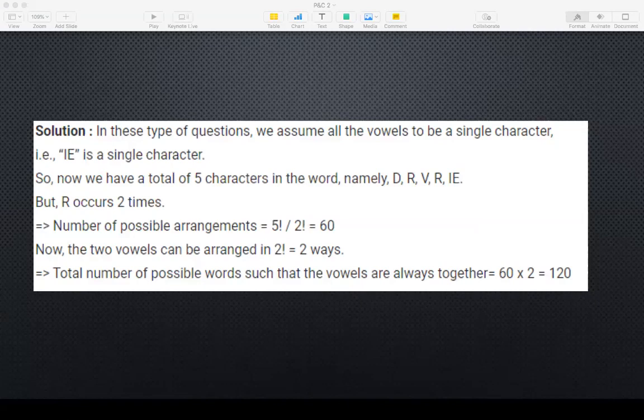You want to punish it in a way that they are always together, okay. So what can we do? We can arrange. We can tie I and E with a rope. We will tie them with a rope.